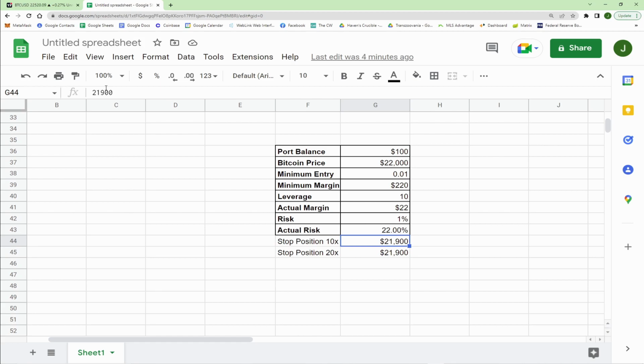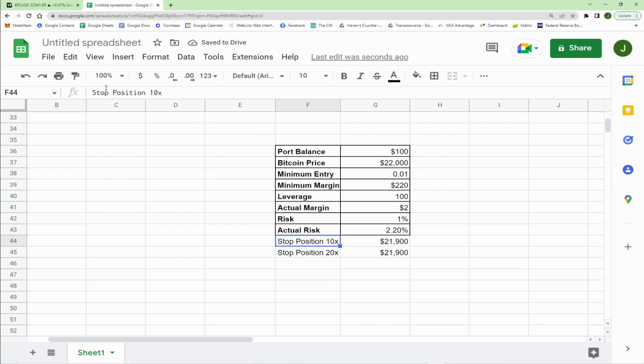If you're only risking 1%, and obviously we're longing here because this is where the stop is, if you're only risking 1% and you're longing this trade, your stop needs to be at $21,900 regardless of the leverage. Your leverage could be 100x, and it doesn't matter. Your stop would need to be here.